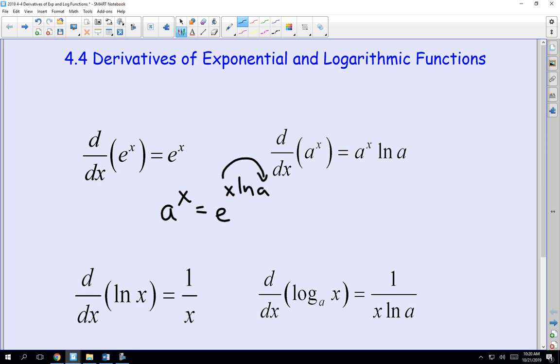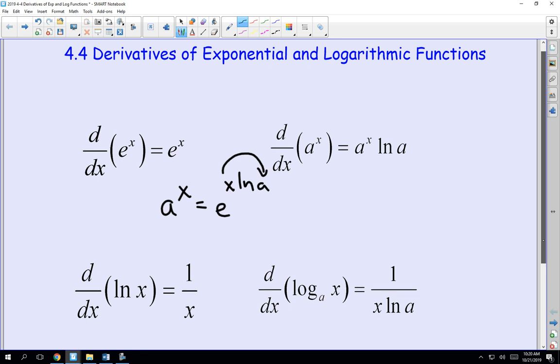So we write it as e to the x ln of a, and then take the derivative of e to the x ln of a and use the chain rule on it, and you come up with a to the x ln of a. So similarities, you copy down the function. The difference is any other base besides e, you've got to attach an ln of the base to it.